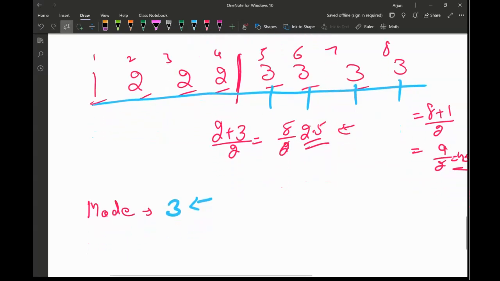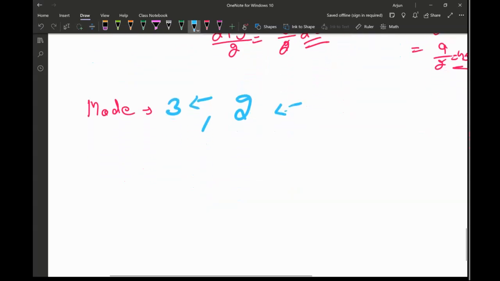All right, so there can be more than one mode. If, let's say, this is how it was, then 3 and 2 will both be the mode in that scenario. So mode is pretty straightforward. There's nothing much crazy about the mode. Okay, let's look into some other questions on the frequency now.